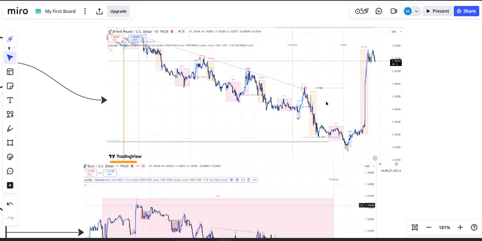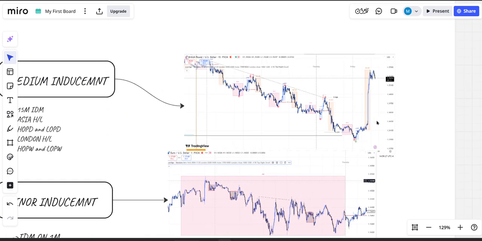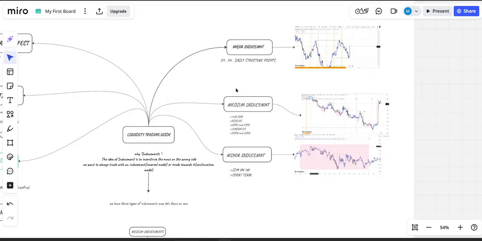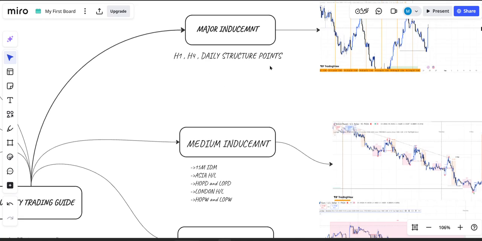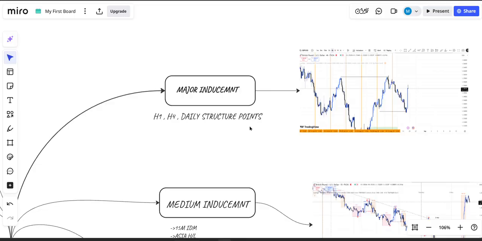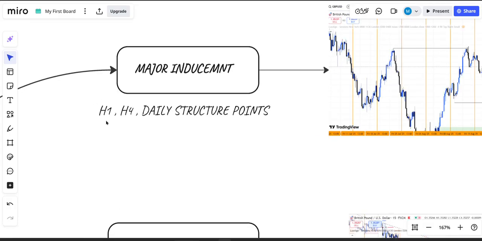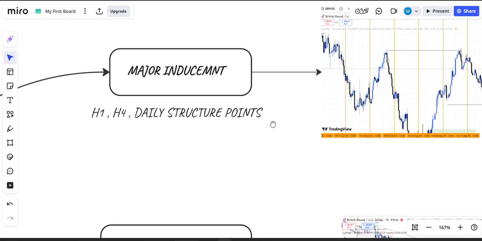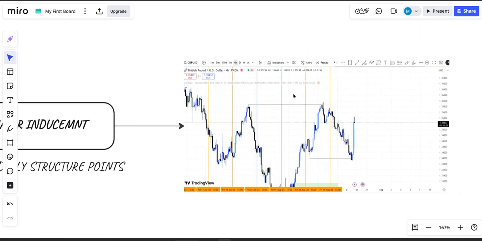I don't know the particular day, I'll tag you. Okay. Then comes the major inducement. This doesn't happen often, but it happens at some point, like once in a week, once in a month, something like that. These are inducements of H4, H1, and daily structure points.